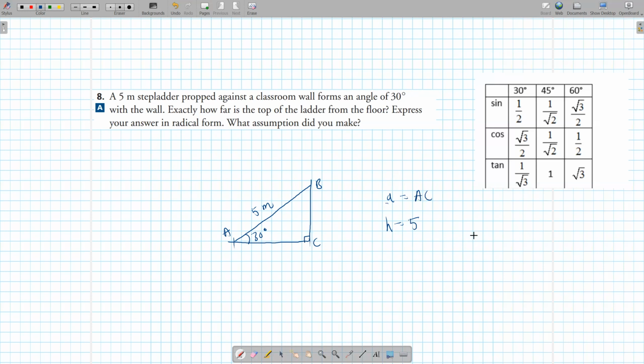Cosine, exactly. So we have cosine of 30 equals the adjacent, which is AC, divided by the hypotenuse, which is 5. How do we solve for AC? You multiply by 5. Correct. So cosine of 30 is root 3 over 2. Times 5 is equal to AC. What is root 3 over 2 times 5?